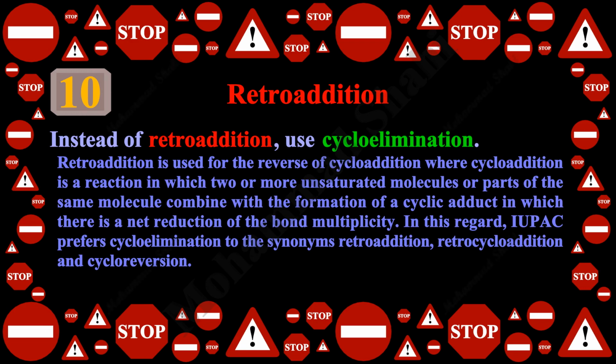Retroaddition is used for the reverse of cycloaddition, where cycloaddition is a reaction in which two or more unsaturated molecules or parts of the same molecule combine with the formation of a cyclic adduct in which there is a net reduction of the bond multiplicity. In this regard, IUPAC prefers cycloelimination to the synonyms retroaddition, retrocycloaddition, and cycloreversion.